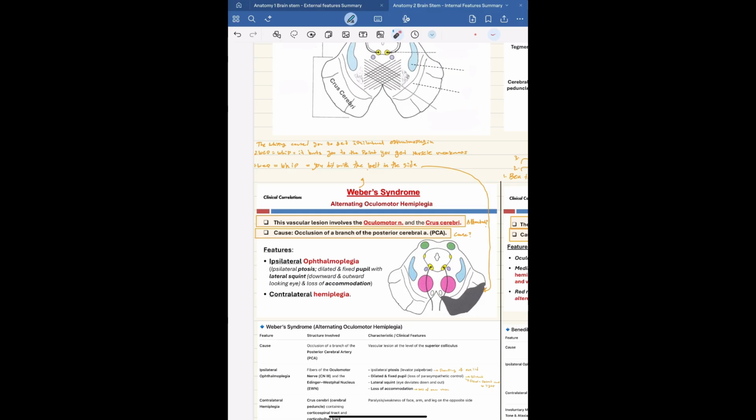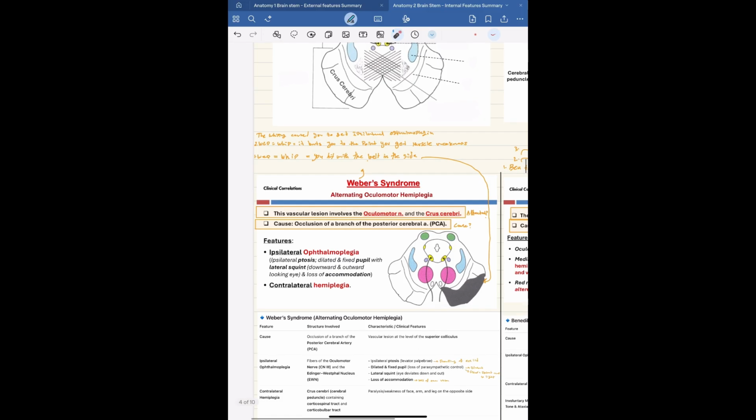Along with this, when you're getting whipped, what do you do with your eyes? When you're just about to get whipped, you start closing your eyes and you're scared for your life. So you just remember the eye-related things: ipsilateral ophthalmoplegia. With all those characteristics, it's very important. Ipsilateral ptosis, you get dilated and fixed pupil. You need to go through this. Lateral squint and such. Loss of accommodation is also important. Alright?